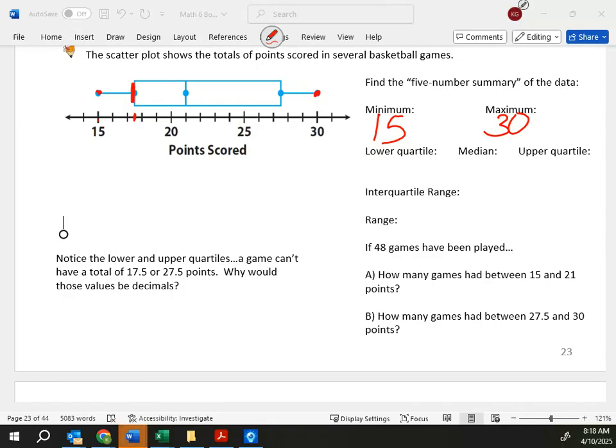So that's 1, 2, 3, 4, 5. Ooh, looks like they didn't write it. It goes 15, 16, 17, 18, 19, 20. So each line jumps up by 1. If our lower quartile falls in between 17 and 18, what score would that be? Sarah? 17.5.